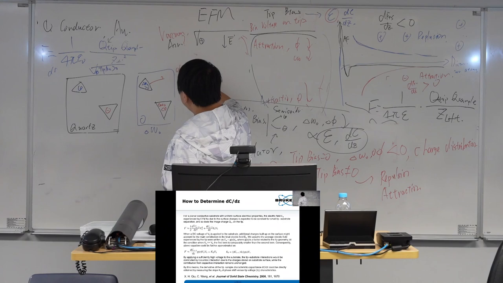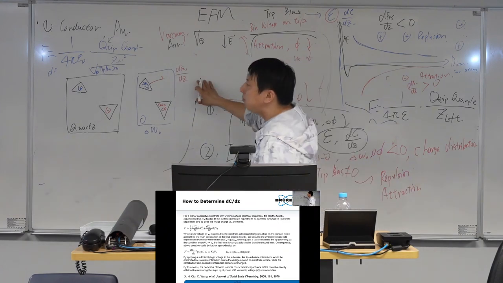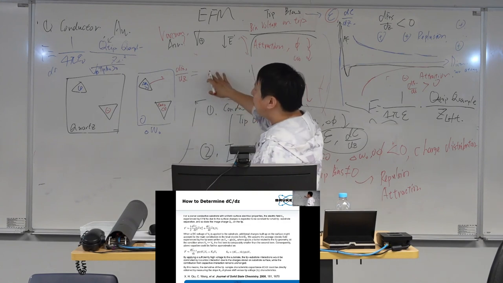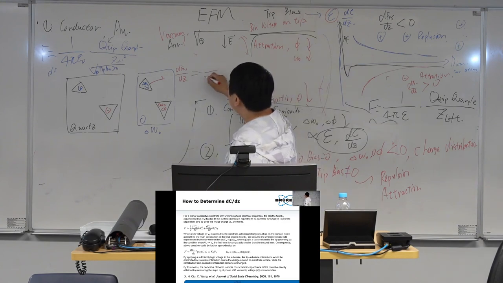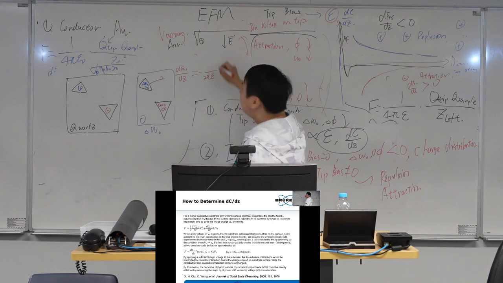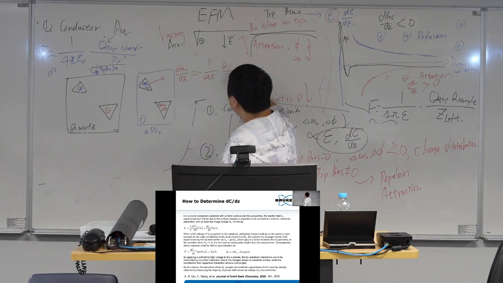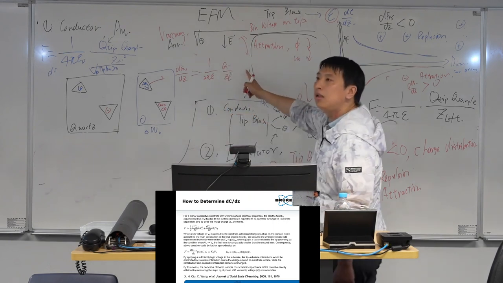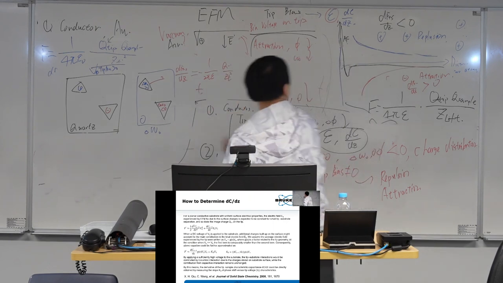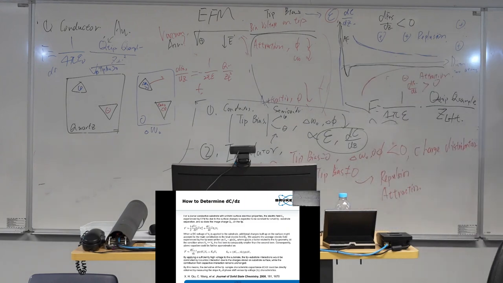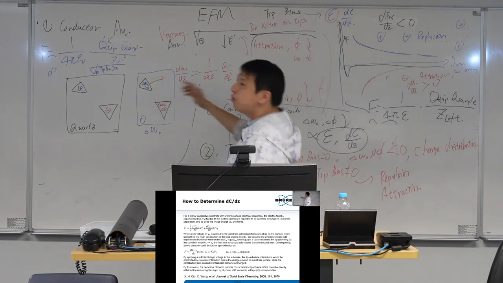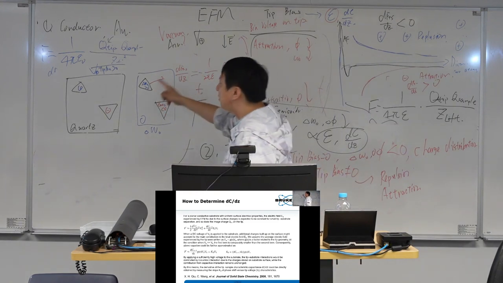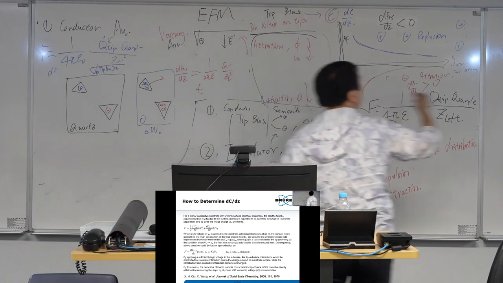this dfts over dz is not that simple. It's not equal to the negative 2 pi epsilon q tip q sample over z lift squared. Not that easy, because you need to add this term, because the sample is already charged. You will polarize the sample, and the sample itself has charge. You will add another term.